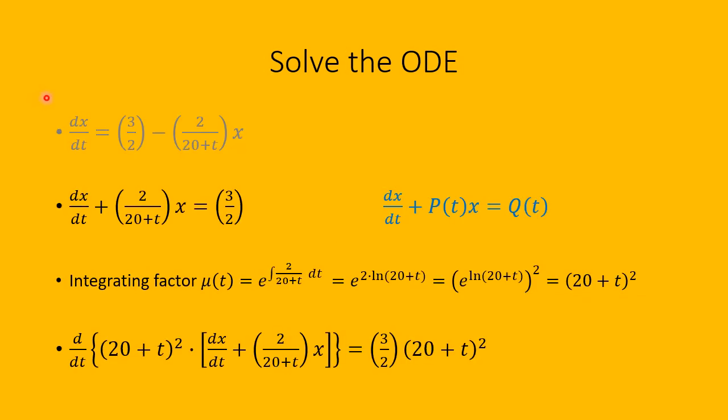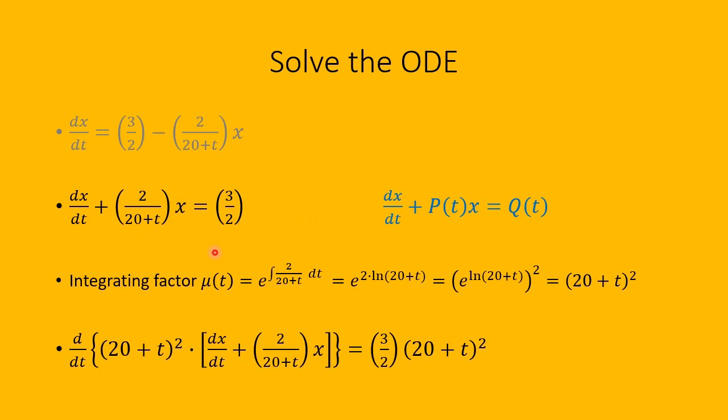Together, those give us an initial value problem. So first, let's solve the differential equation. We had dx/dt equals 3/2 minus 2 over (20 plus t) times x. Let's rearrange those terms to get dx/dt plus 2 over (20 plus t) times x equals 3/2. If we look at this, it is in the form dx/dt plus p of t times x equals q of t. This is a first-order linear differential equation.